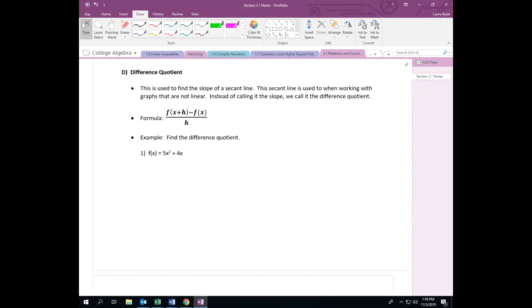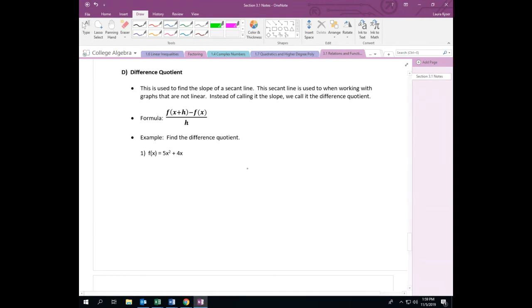Now, the last thing that we're going to do is a difference quotient. A difference quotient is used to find the slope of a secant line, and we're not really going to get too into it here because this is something we save for more like in calculus. They talk about difference quotients when you're doing calculus with algebraic methods. So we're just going to use it in the sense that it is a function and it's manipulations of functions.